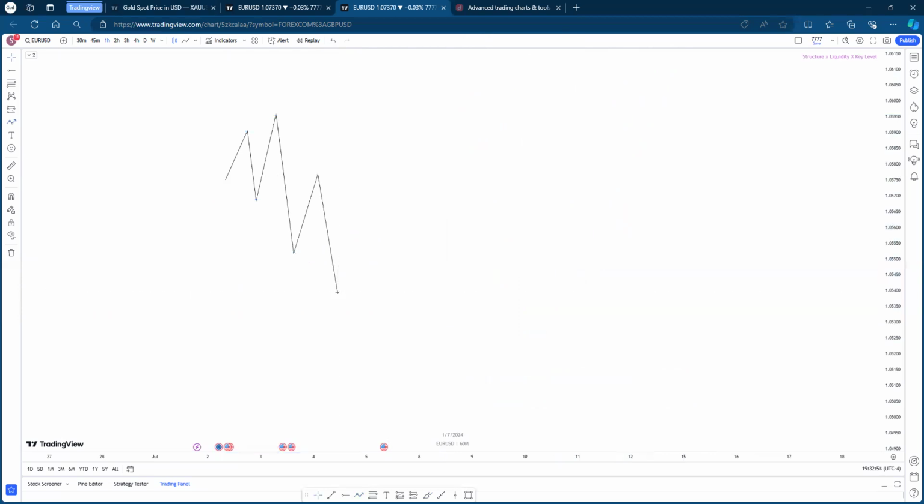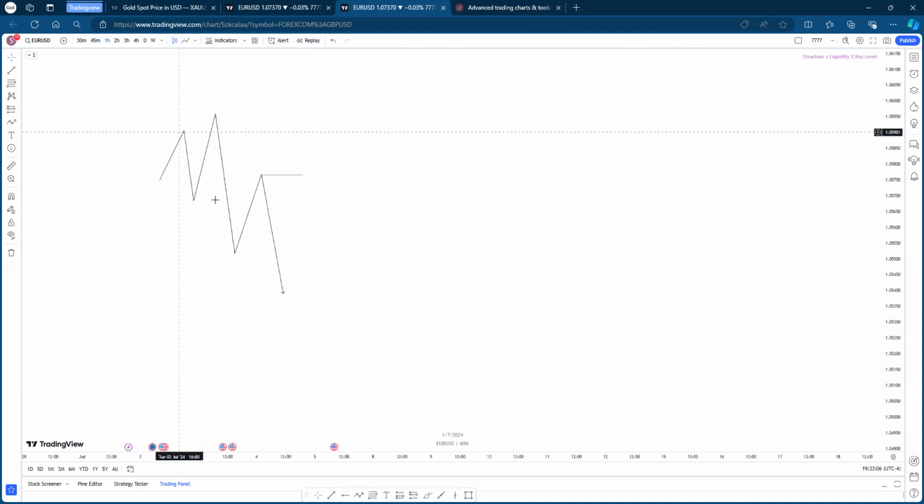So one of the ways you can build bias is to tell yourself that this is an internal range liquidity that needs to go, right? As much as you know that this internal range liquidity needs to go, now you are expecting a sell because you have seen a sweep of liquidity and a break of structure. So how do you build a bias from this?